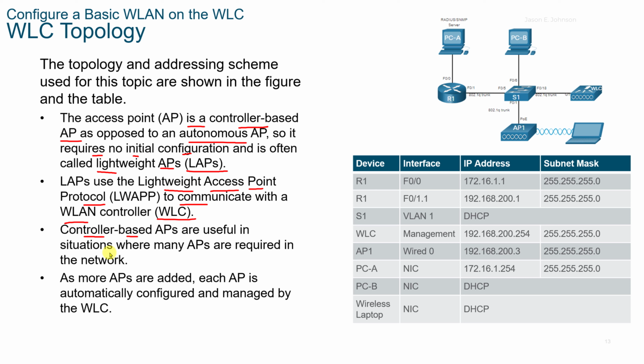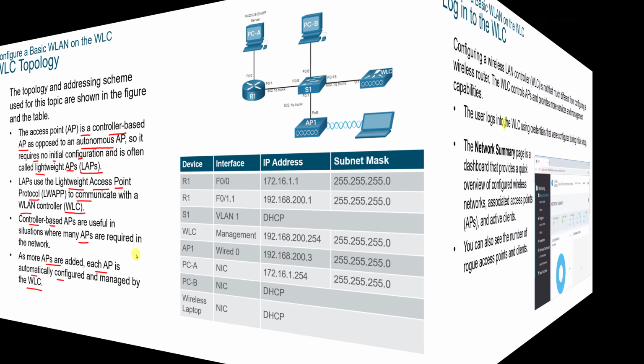Controller-based APs are useful in situations where a lot of APs are required in the network, and as more APs are added, each AP is automatically configured and managed by the wireless LAN controller. Much like you would have a college campus and you've got, let's say, 4 stories to a building, or maybe multiple buildings on the same campus, and you can configure APs across the campus, but you use a wireless LAN controller to control the information across all of them.